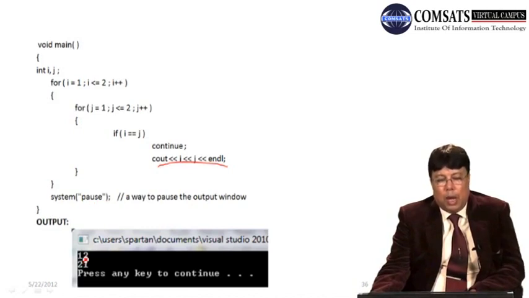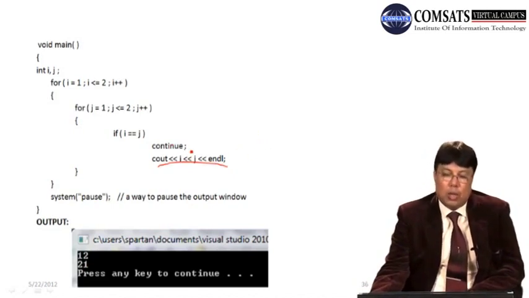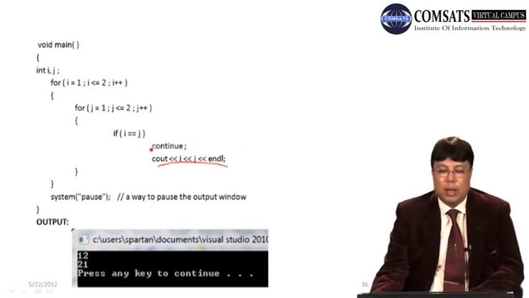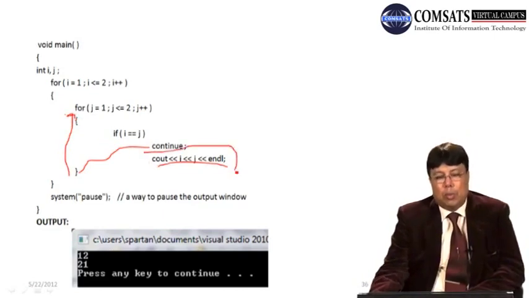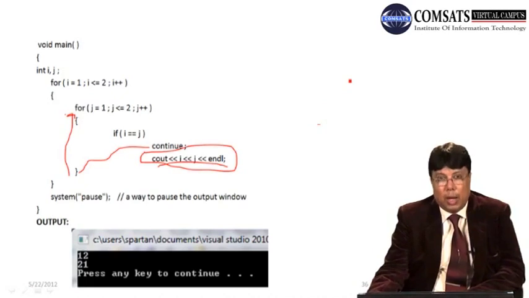So what could be the output? I is equal to 1 and J is equal to 2. J is equal to 2 and I is equal to 1. So I1 J1 and I2 J2 will not be printed here, because whenever the value of I and J is the same, the loop goes back to the start of the next loop. So this particular part of the loop will not be executed.